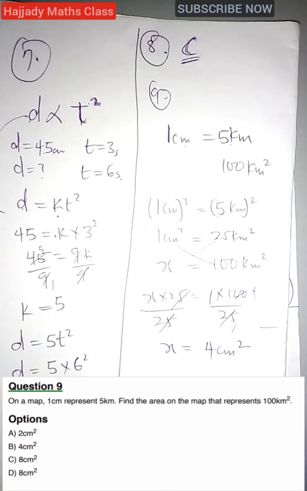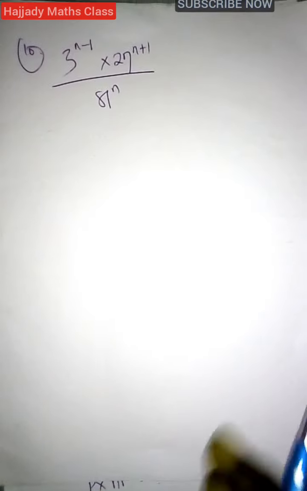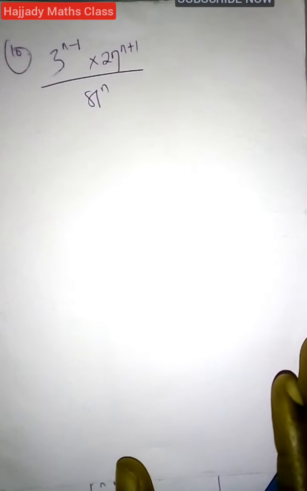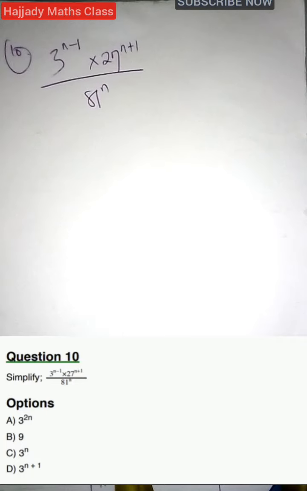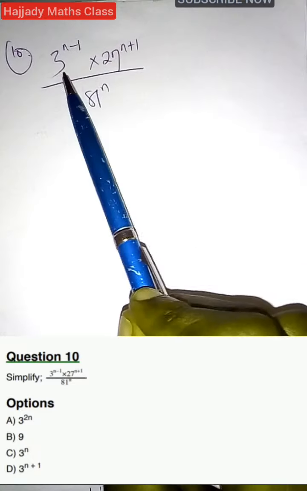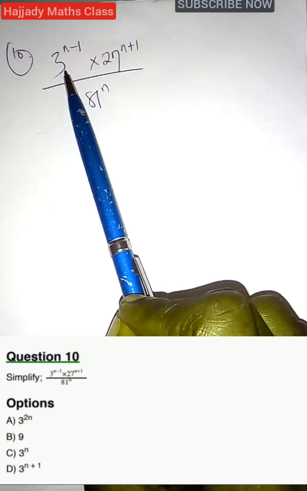Let's go to question number 10. So this is question number 10, class. We have 3 raised to power n minus 1 times 27 raised to power n plus 1 over 81 raised to power n. Then how do we go about this? Now, this question is on indices. What you really need to do is express this and this in the power of 3, because that is the least power we have.